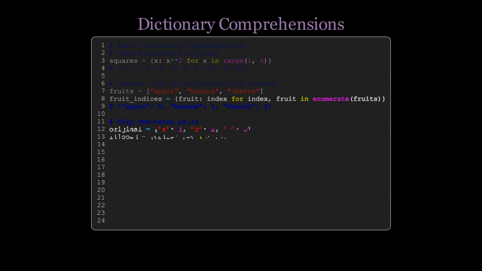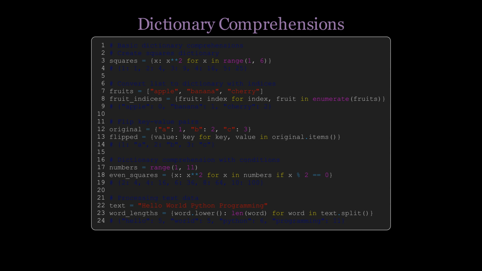Dictionary comprehensions provide an elegant way to create dictionaries from other iterables. They're concise, readable, and often faster than traditional loops. Dictionary comprehensions create dictionaries in a single, readable line. You can square numbers, flip key-value pairs, filter with conditions, process text data, or create complex nested structures. They're particularly useful for data transformations and quick dictionary generation.